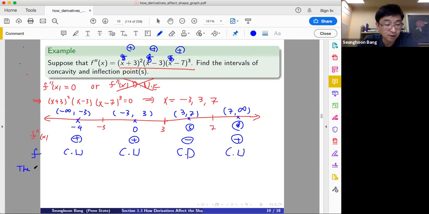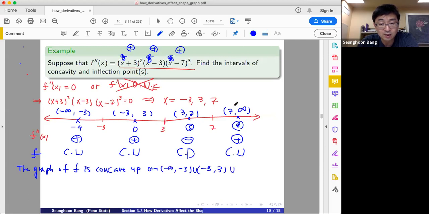So what is the answer? The graph of f is concave up on 3 intervals: minus infinity to negative 3, negative 3 to 3, and the last one, 7 to infinity. The graph of f is concave downward where there is only one negative sign, 3 to 7.